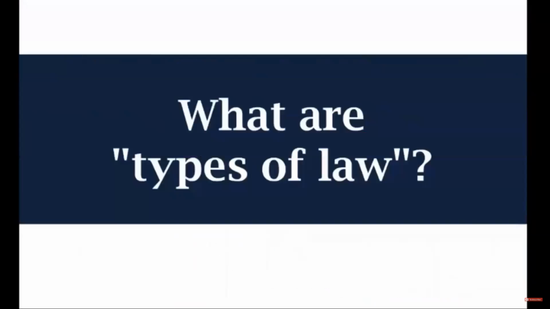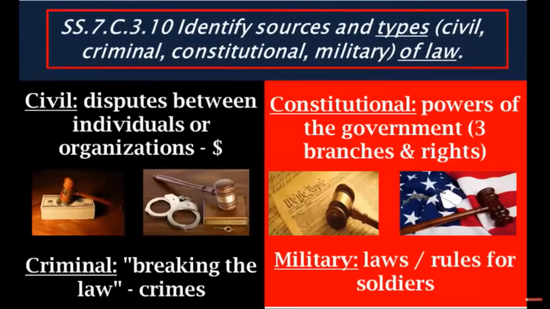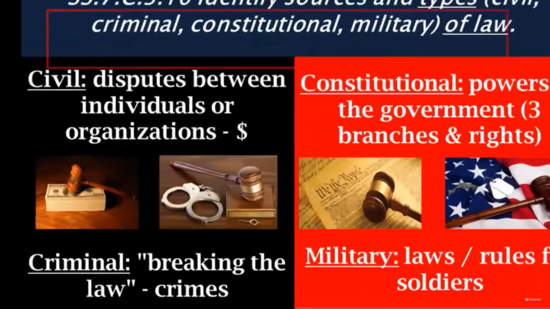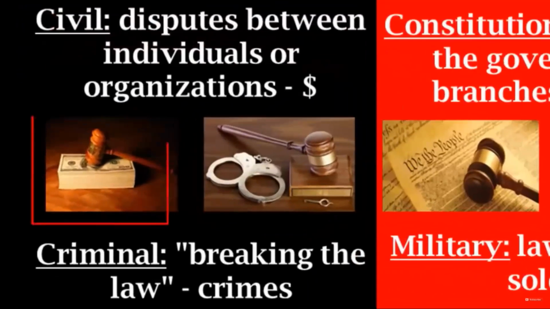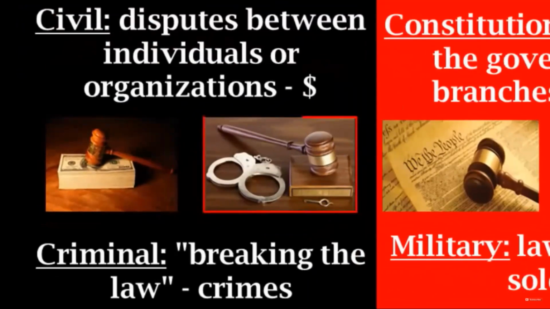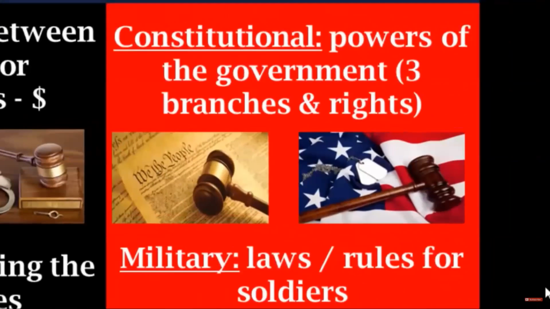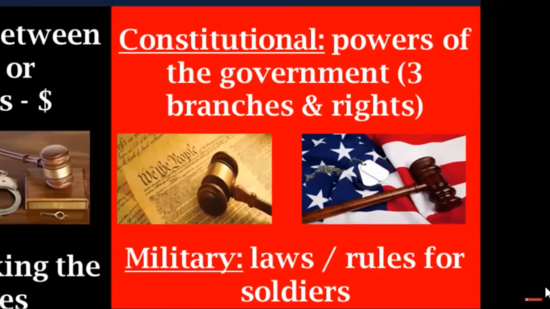What are the types of laws? The four main types of law you need to know are civil, criminal, constitutional, and military. Civil are disputes between individuals and corporations, usually over contracts and property, and often resulting in the form of money. Criminal law is for those people who do bad things that impact our safety. Constitutional law is usually about rights or government power, and military are the special rules and laws for those who are serving in the armed forces.